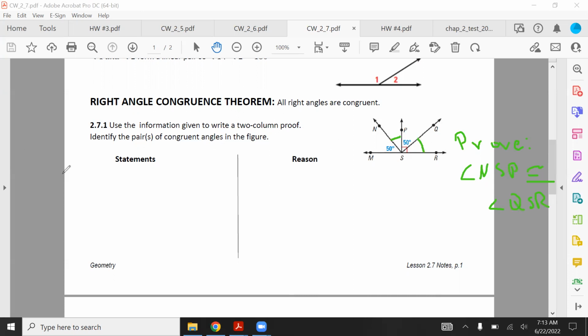Now let's state what we're given. You're given that angle MSN equals angle PSQ, which of course equals 50 degrees. And also you're told that angle PSR is a right angle, which is abbreviated like that. And that's all given. So you can put all the givens as one step.